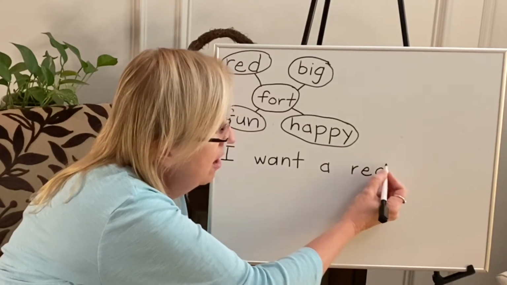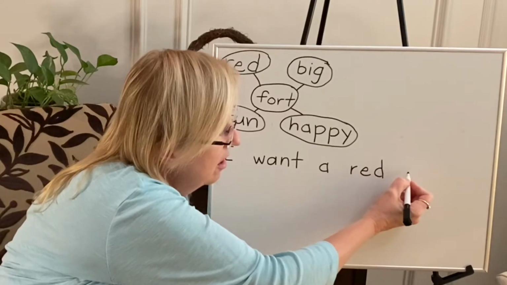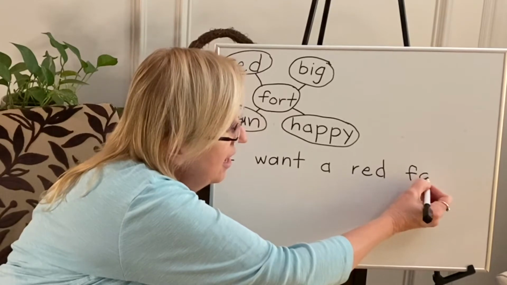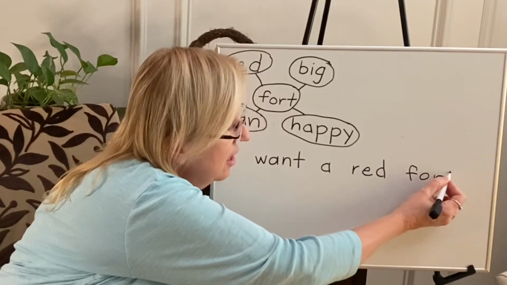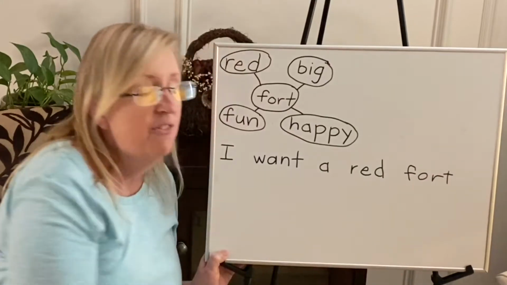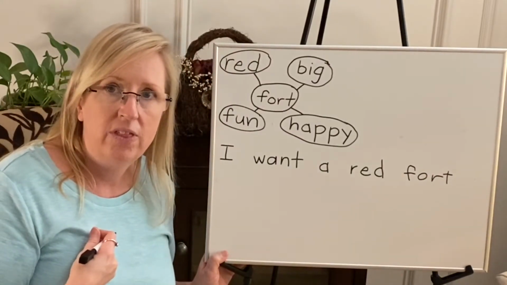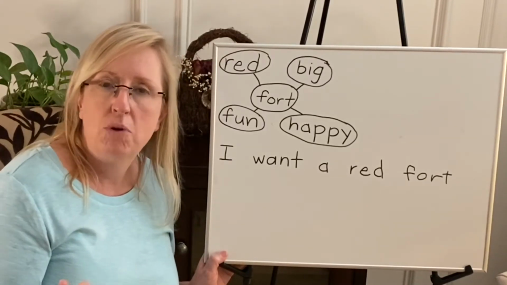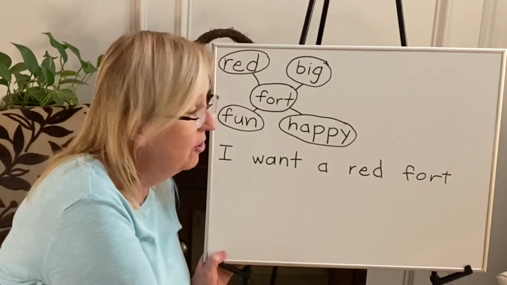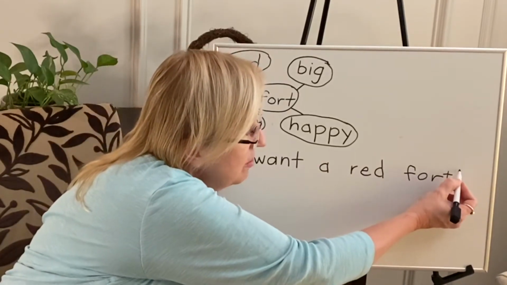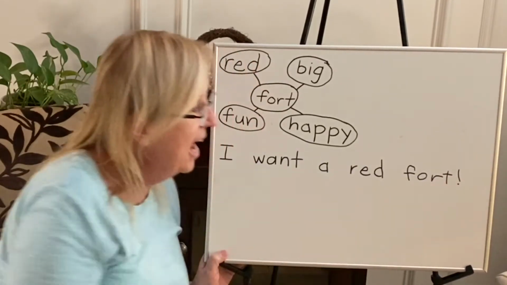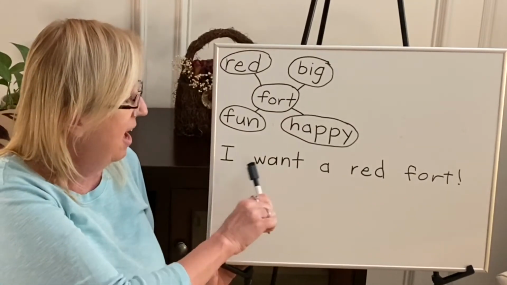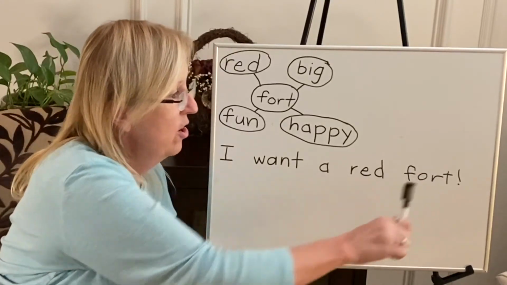We can go up, leaving space between the words red and fort. Now, if I'm very enthusiastic about this idea, I might put an exclamation mark. If I'm feeling kind of regular about this sentence, I'd probably put a period, and I'm not asking anything, so no question marks required. I'm feeling enthusiastic, so I'm putting an exclamation mark, and that will change how I read it. I want a red fort.